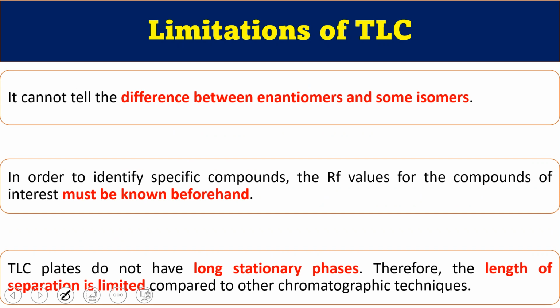The results generated from TLC are difficult to reproduce. As I have told you, a number of conditions and factors are there, and it is impossible to keep all those variables constant. Since TLC operates in an open system, factors such as humidity and temperature can affect the final outcome of the chromatograms. The detection limit is high, and therefore if you want a lower detection limit, you cannot use TLC. It is only a qualitative analytical technique and not quantitative, because quantitative analysis is difficult with this method.